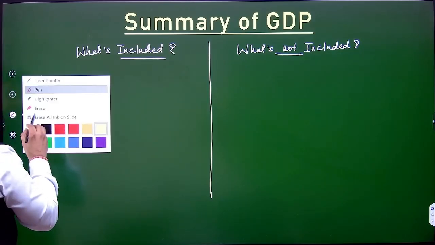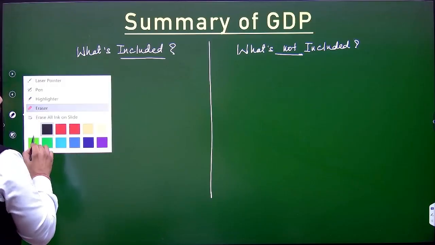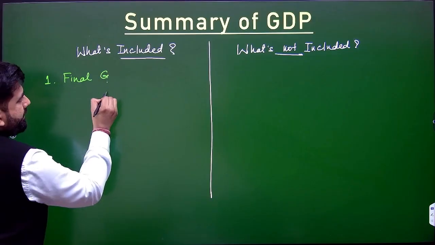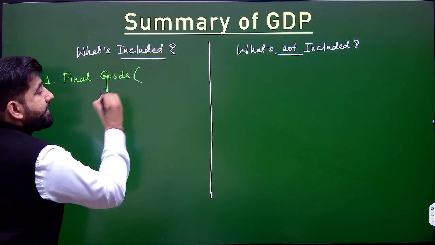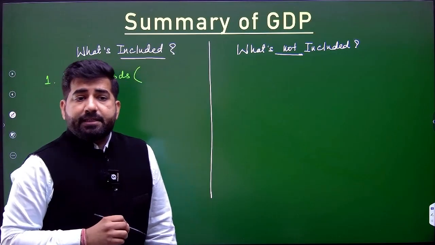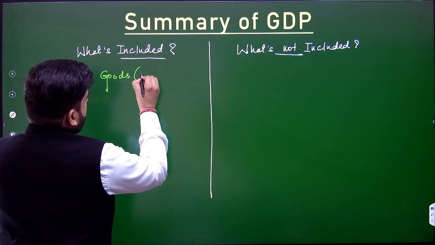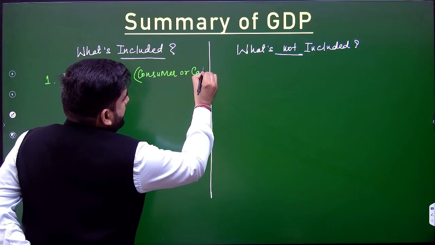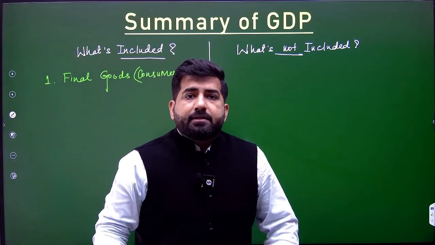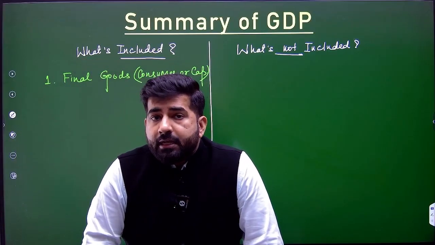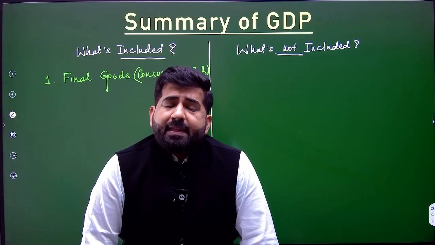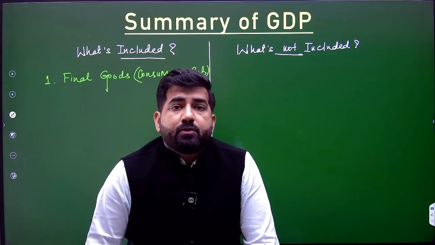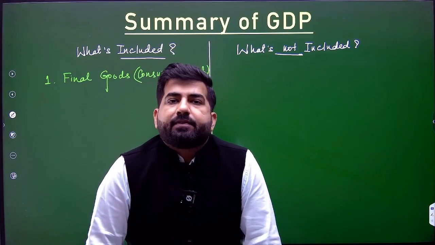We have discussed this idea that GDP only captures final goods. Clear? And these final goods, let me tell you guys, can be consumer or capital goods. Many of you might think that, sir, capital goods are not final goods. Let me tell you, it is a wrong concept. Capital goods are final goods. Yes, these are those final goods that aid in the production of goods and services.